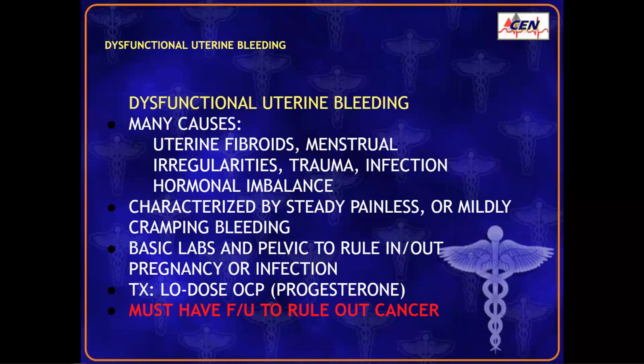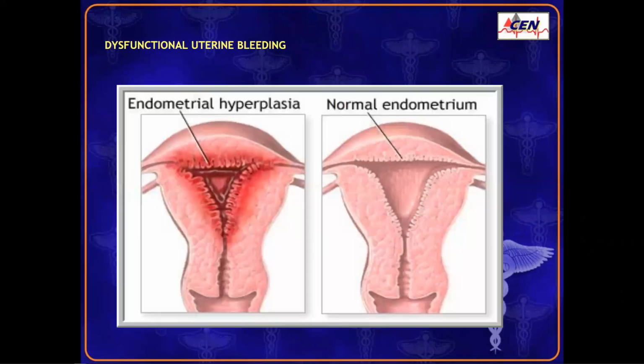And then we have to tell her she needs to have follow-up to rule out cancer. Again, especially if the endometrium or the uterine lining is hypertrophied with this bleeding, even an ultrasound or CT is not always going to show us the early findings of uterine cancer. So we typically don't find it at the first stage.